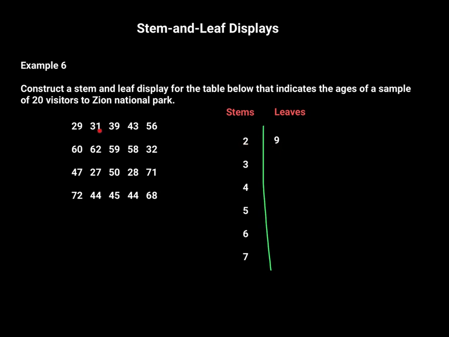Next is 31. So 1 would be the leaf, and it corresponds to the stem of 3. Does that make sense so far? Notice that the next age is 39. That's another 30-year-old. And so I'm going to put a 9 after this 1 here. This 9 here corresponds to the same stem, but it's a different leaf. Okay, so there's a 31-year-old and then there's a 39-year-old. I could put another space in between those two leaves.